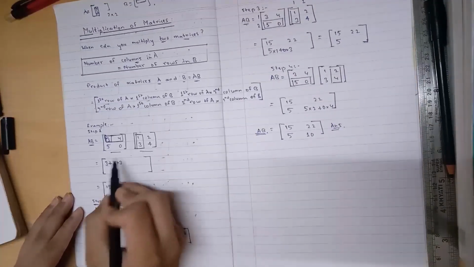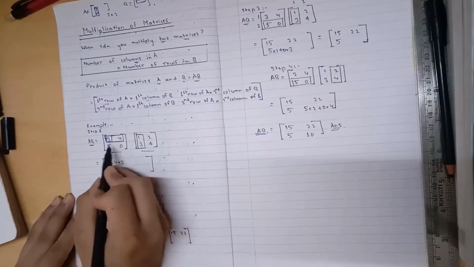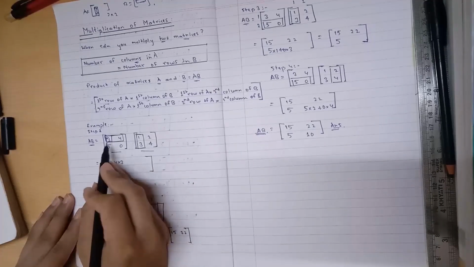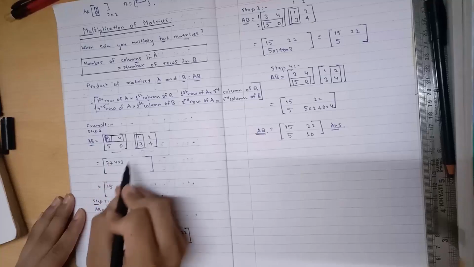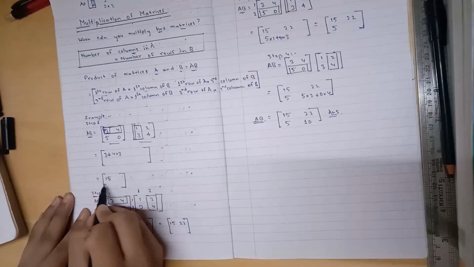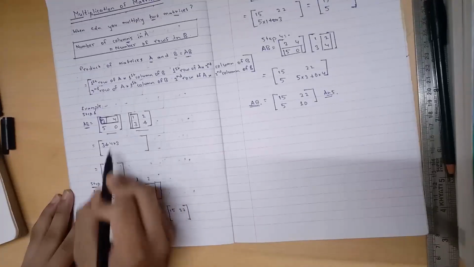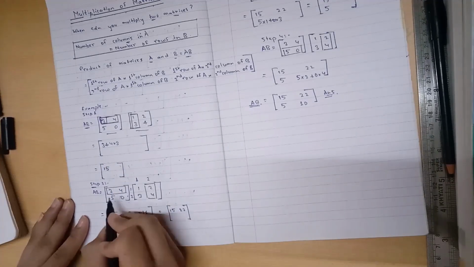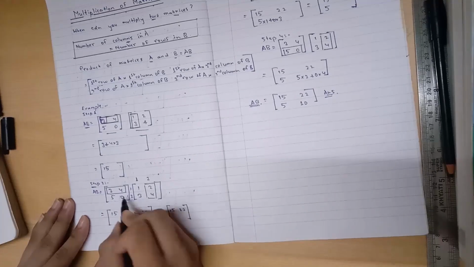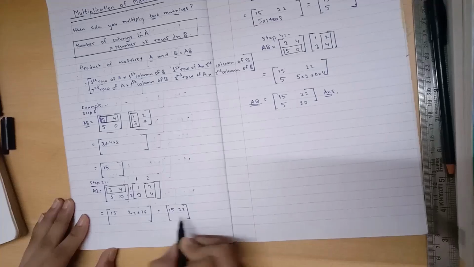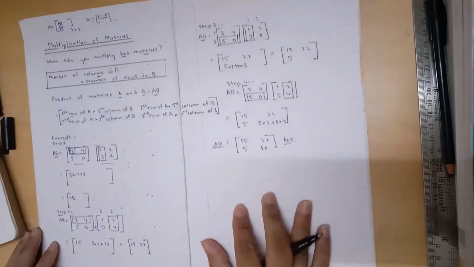Now A matrix, B matrix, first you multiply the first row with the first column of your B matrix. 3 into 1, 3, 4 into 3, 12, which we have initially written over here. 12 plus 3 becomes 15. Step 2, first row, same procedure, but the second column. So now 3 into 2, 6, 4 4s are 16, and 6 plus 16 becomes 22. 15 and 22 are the 2 elements which we have found out yet.